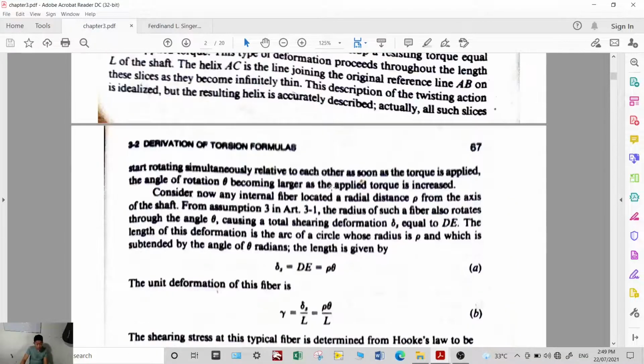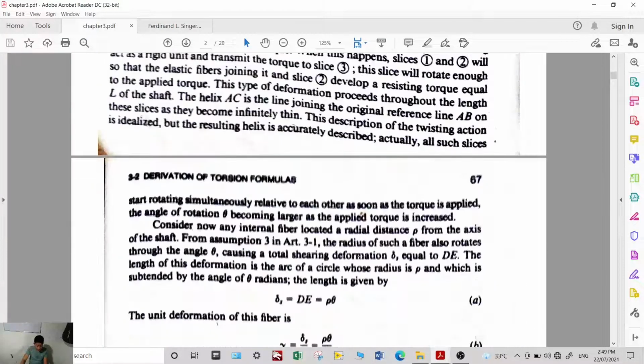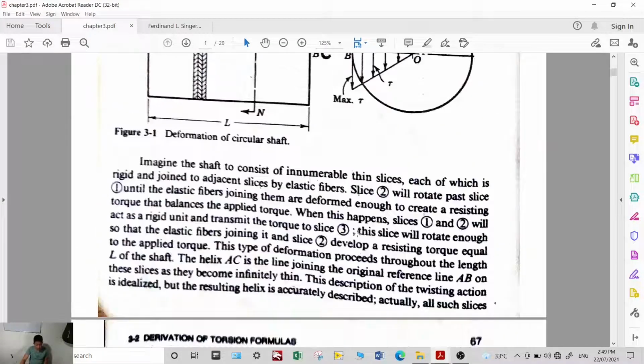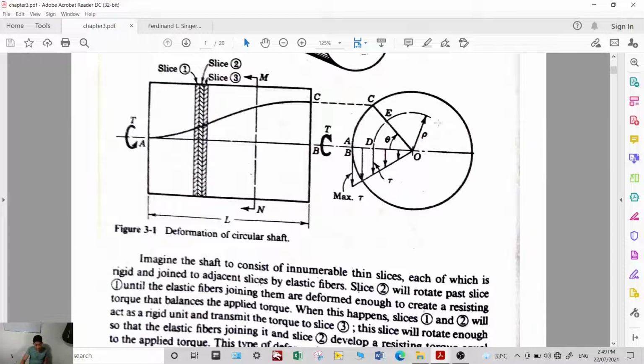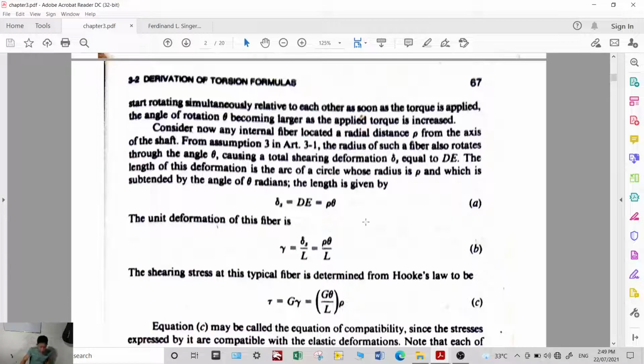Ang imong deformation is equal sa DE, no? Kani. Del S is equal to DE. But then again, ang DE nimo based dire sa geometry, this is rho times theta. So, mo ng rho theta. The unit deformation of this fiber, which is the kanang unit deformation is the strain.